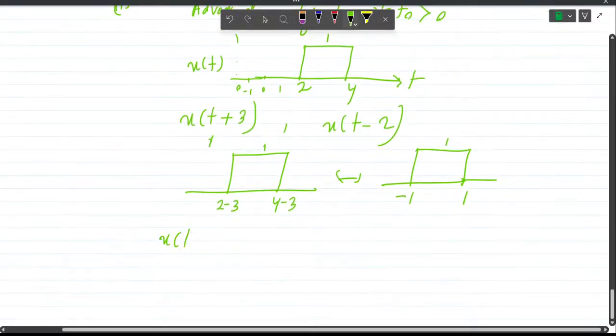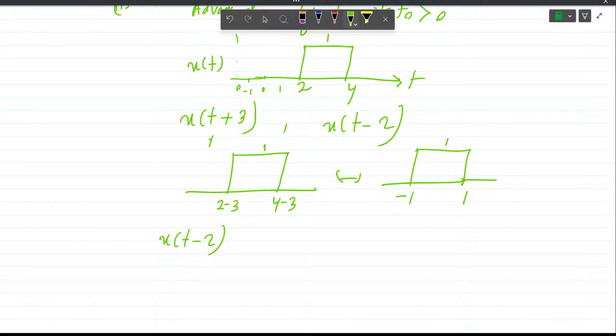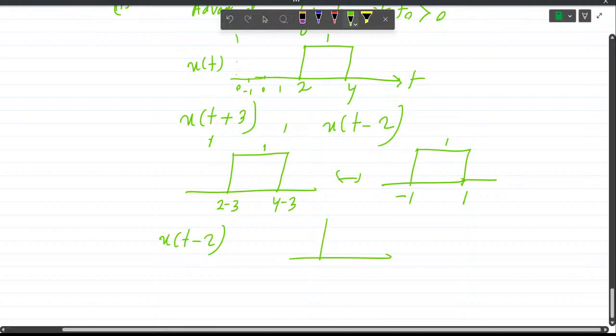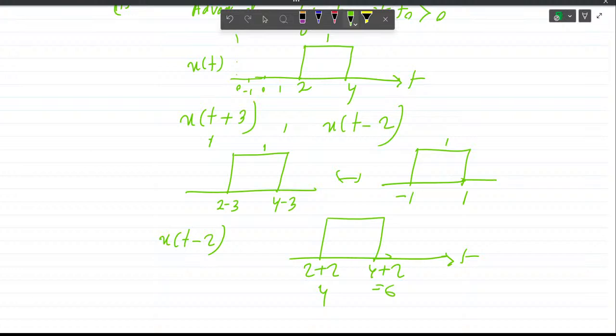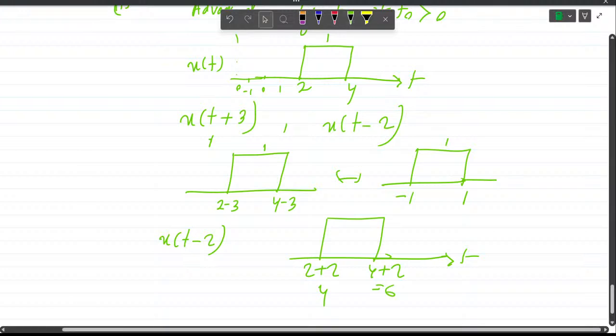Now x of t minus 2, it is delayed by 2 units. Actually it should start at 2, but it is delayed by another 2 units. That means actually it will start at 4. 2 plus 2 and 4 plus 2, which is 6. So very simple. This is actually part of your signals and systems course, but we'll be applying all these things in network theory, so you should know. I hope you know already, but I want to discuss in my way also, my way of learning.